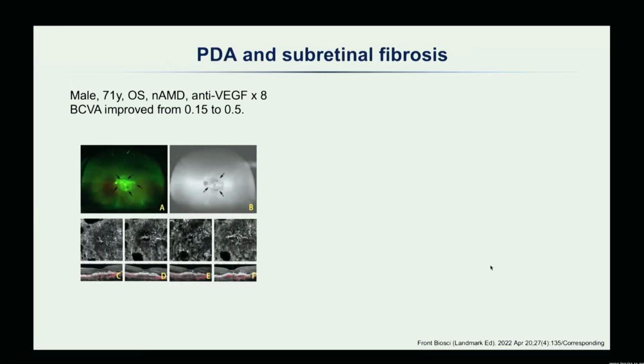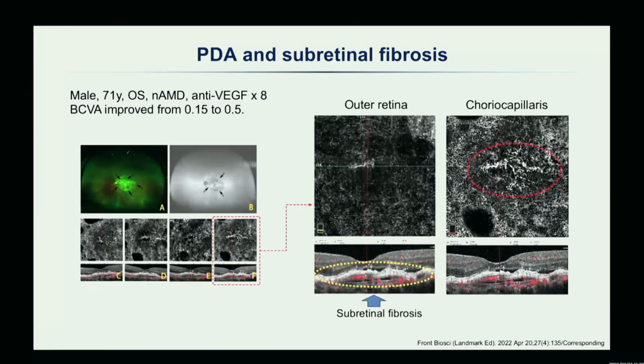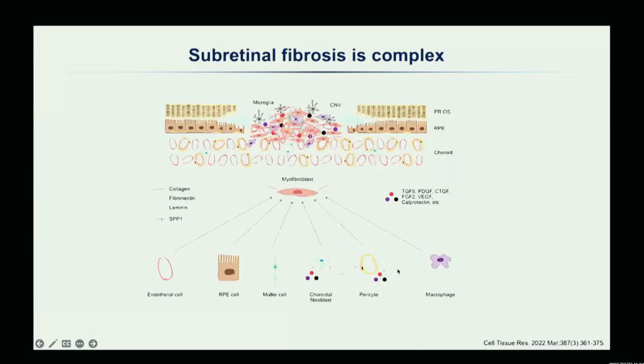This is a patient who was diagnosed with neovascular AMD in his left eye. He was treated with 8 intravitreal injections of anti-VEGF drugs, and the visual acuity improved from 0.15 to 0.5. However, at his last visit, we can see this patient still has persistent disease activity, including existence of choroidal neovascularization, subretinal fluid accumulation, as well as subretinal fibrosis.